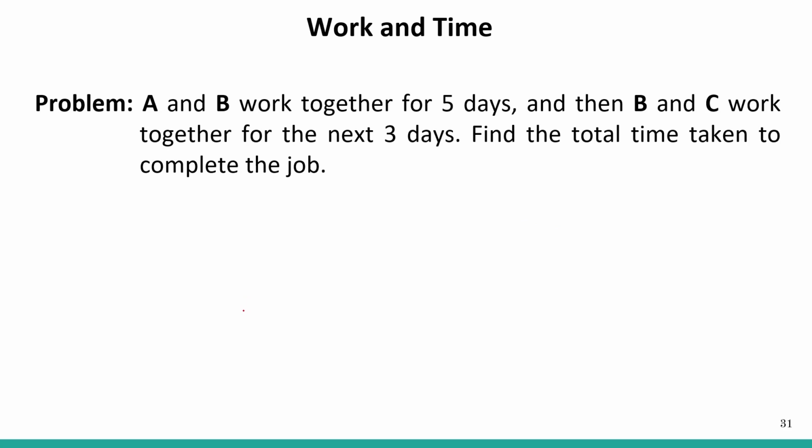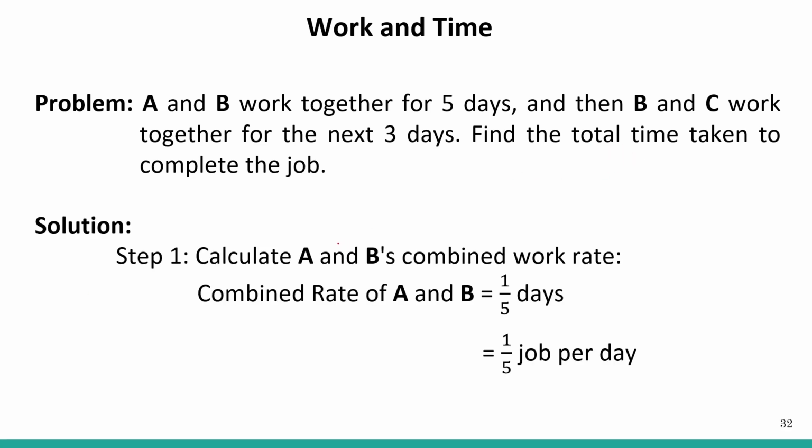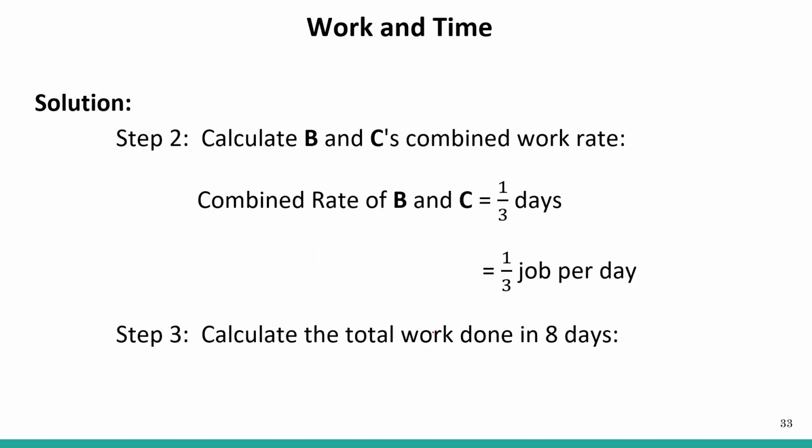So let's see a problem. So A and B work together for 5 days and then B and C work together for 3 days. So find the total time taken to complete the job. We want to find the total time taken to complete the job. So calculate A, B combined work rate. Combined work rate of A and B is equal to 1 by 5 days is equal to 0.2. So calculate B and C combined work rate. So combined work rate of B and C is 1 by 3 days.